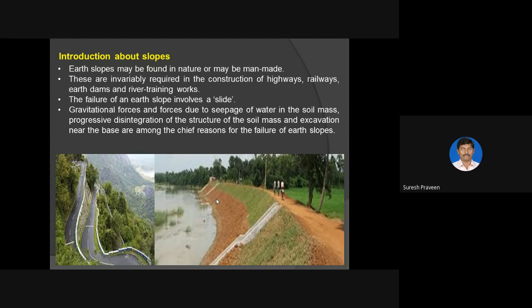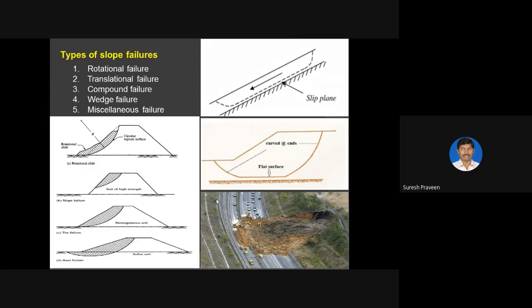Generally the slopes occur by the slide of a soil mass, right? Generally the slopes will fail by a slide of soil mass. Here generally some gravitational forces and some seepage forces will act as the failure mechanism to fail the slopes or embankments. So these are the general failure patterns: rotational failure, translational failure, compound failure, wedge failure, and some miscellaneous failures.